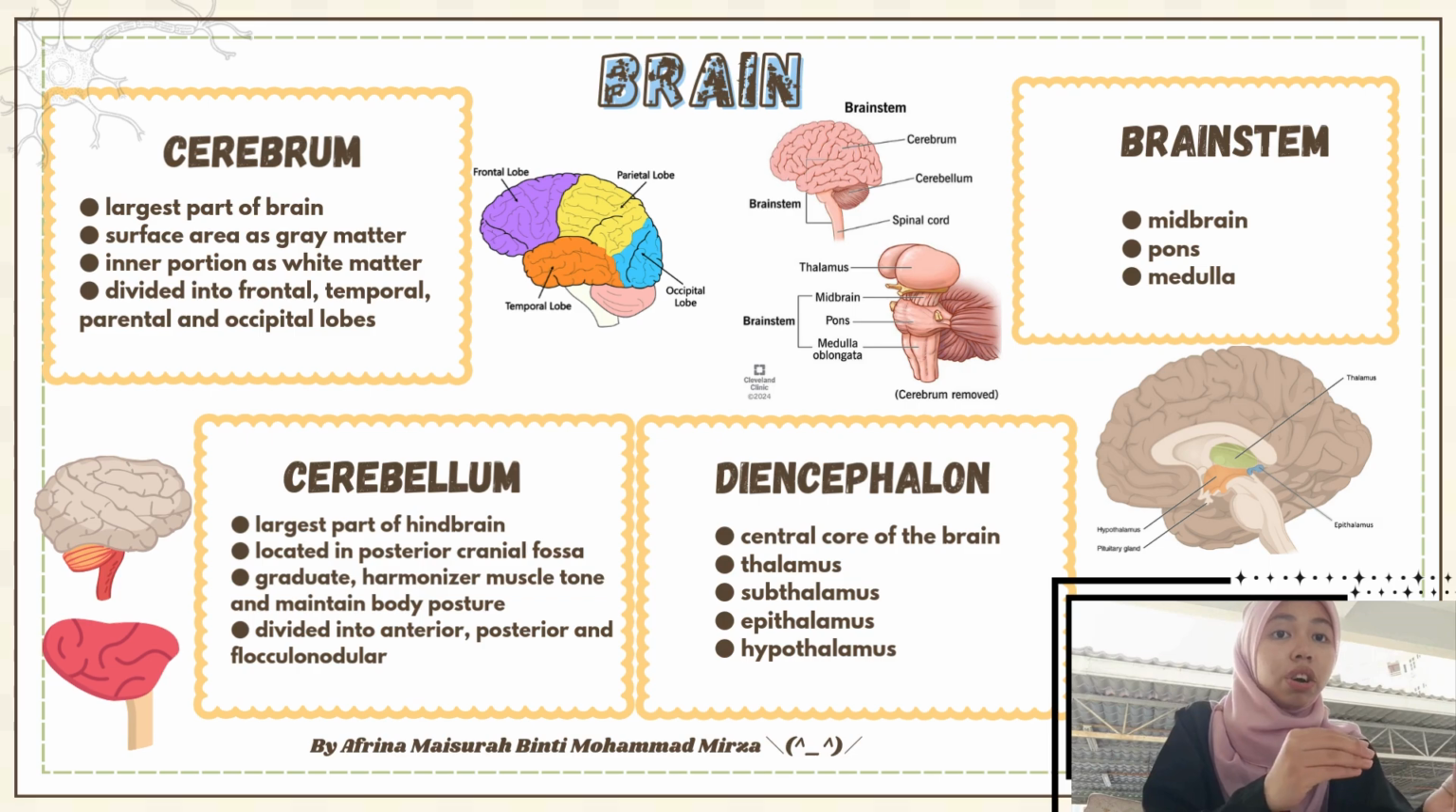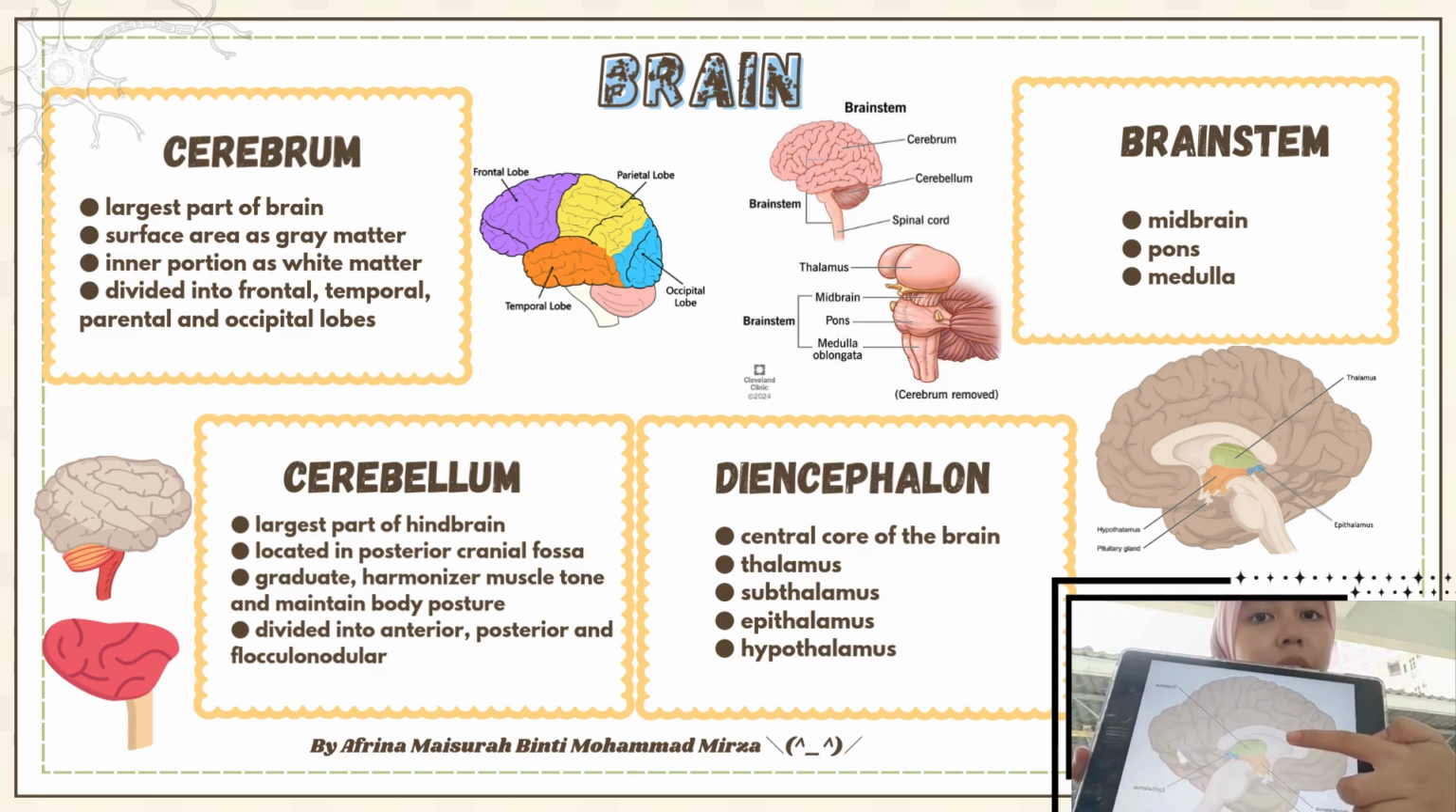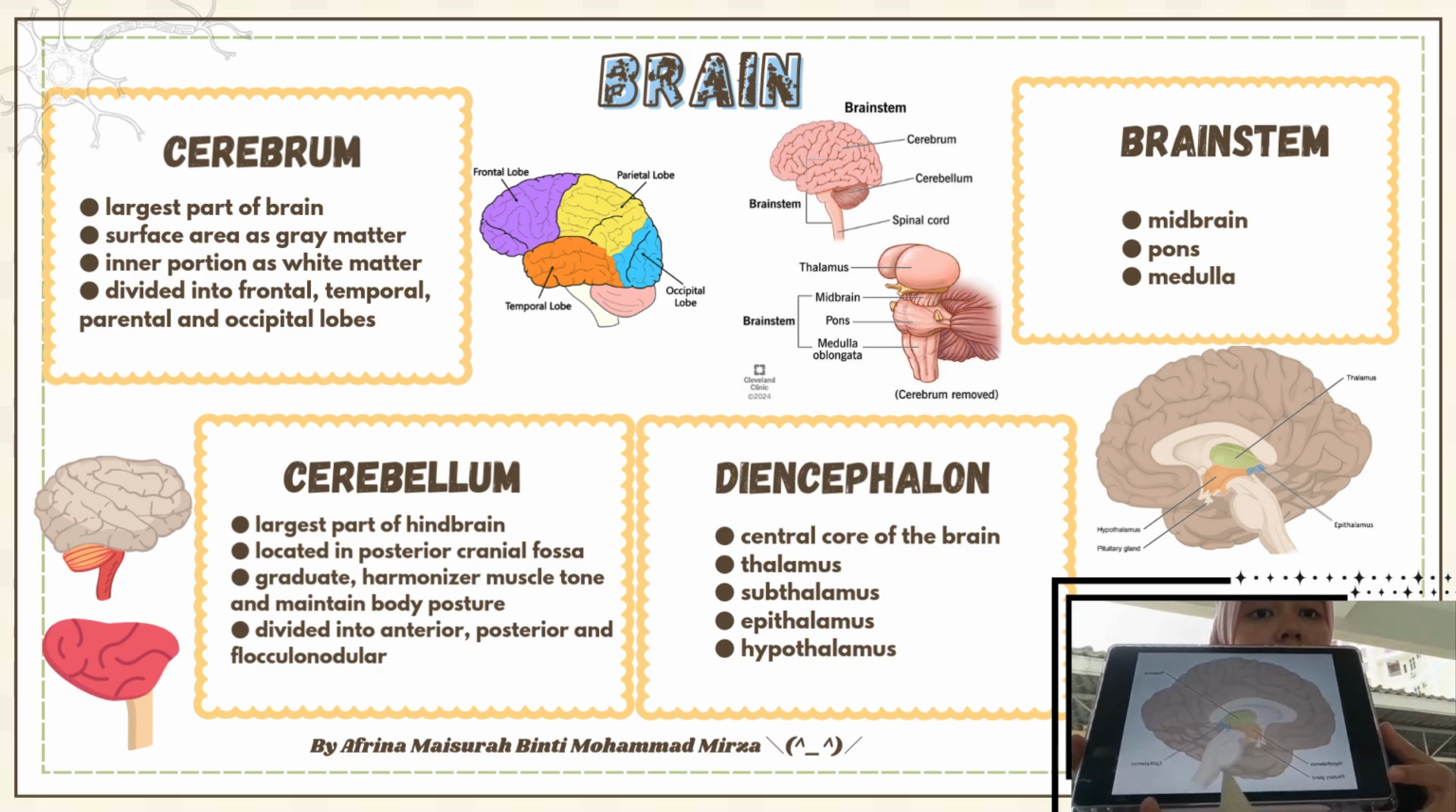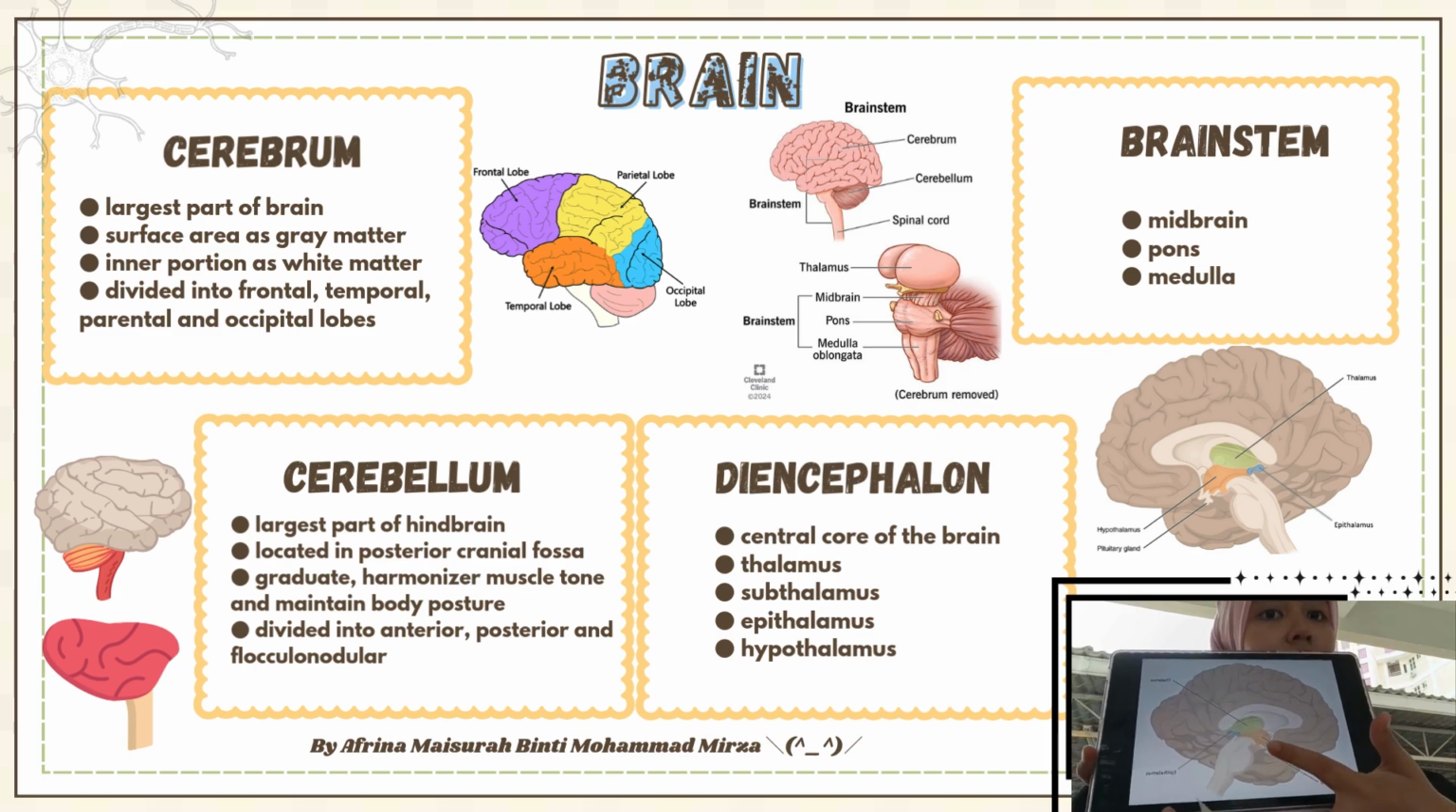The last part of the brain is diencephalon. Diencephalon is the central core of the brain and consists of 4 parts, that is epithalamus, thalamus, subthalamus and hypothalamus. These 4 parts have their own function. This is thalamus, this is epithalamus and this is hypothalamus.